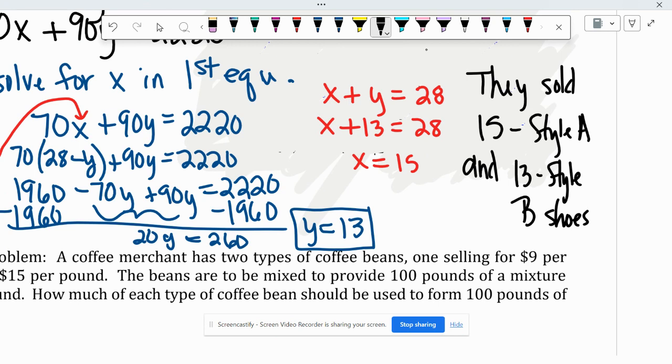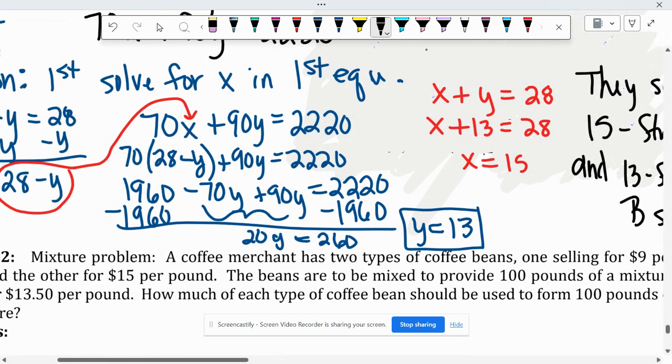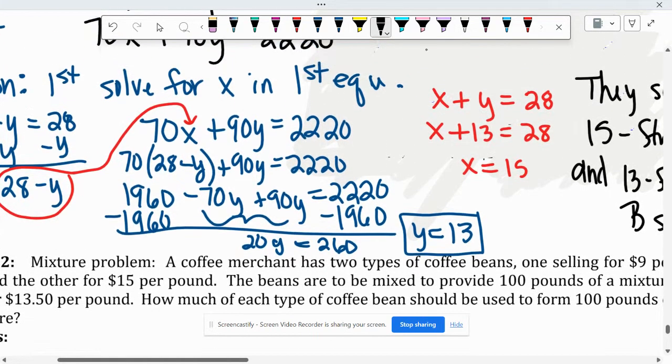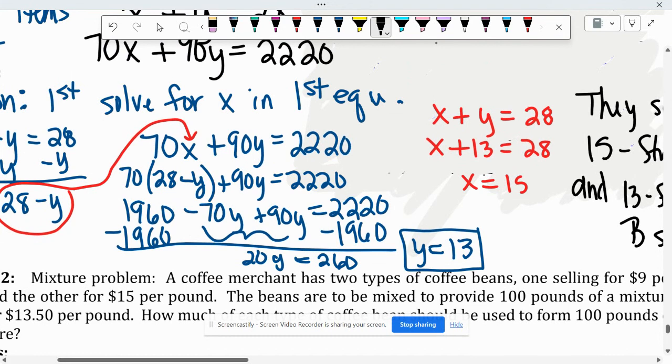So they sold 15 style A and 13 style B shoes. You guys feel okay with that one? Does anyone still need me to leave that up there? You good with it, Braden? You sure? Okay, I'm going to leave it there for a second. I didn't show all my work on my clothing notes. Oh, now I really don't have room for it. You don't have room for it? I could try.